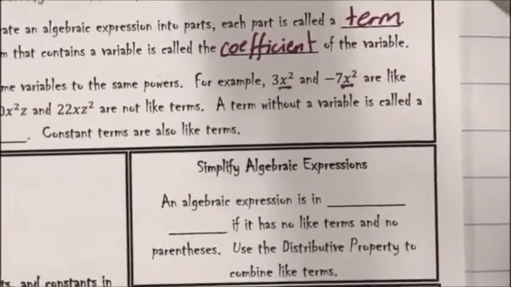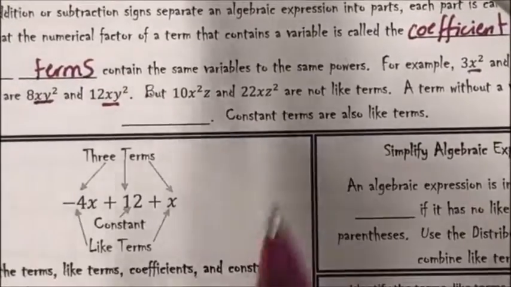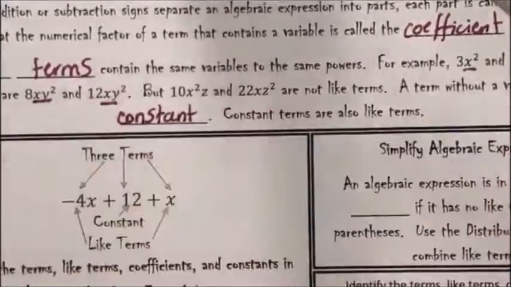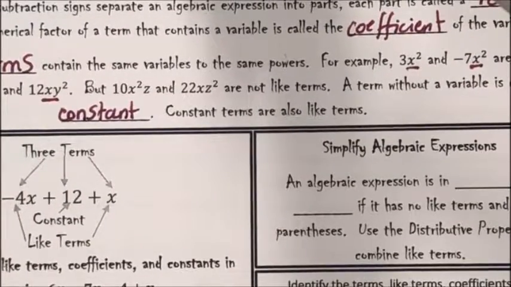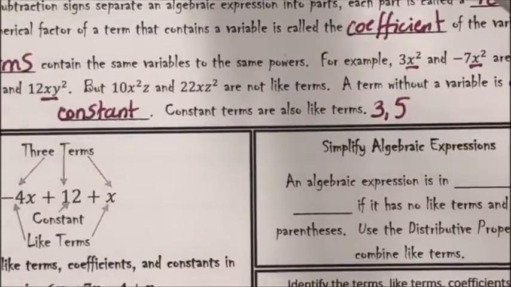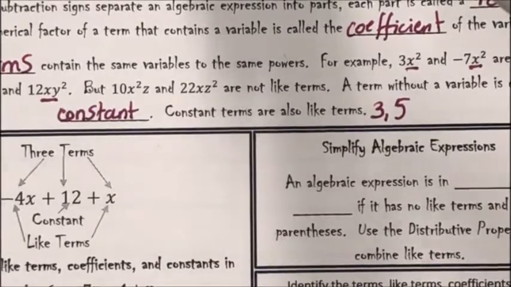A term without a variable is called a blank. In that blank, you're going to write constant. Constant terms are also like terms. So for example, 3 and 5 are like terms because they're both constants.